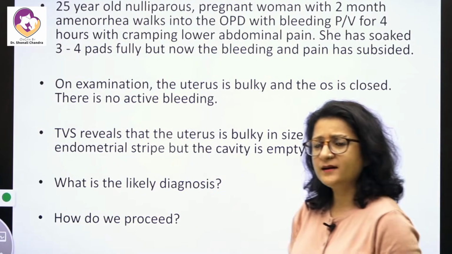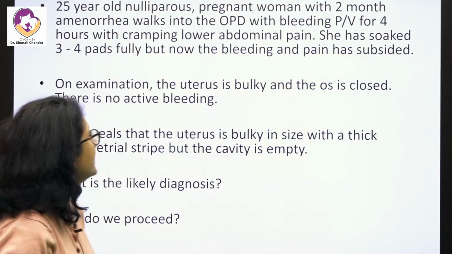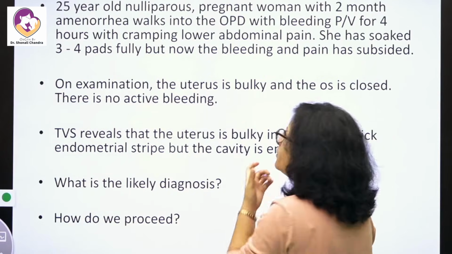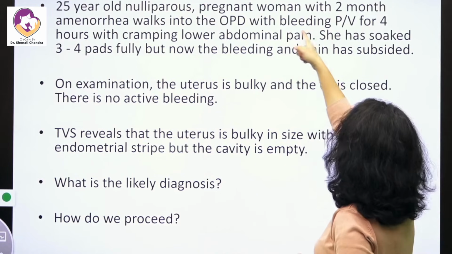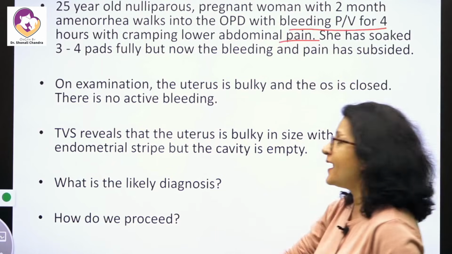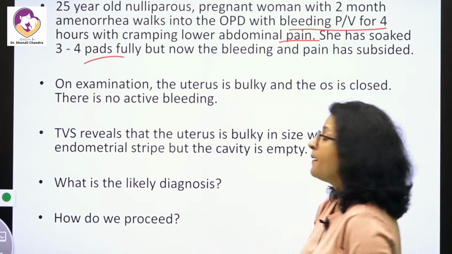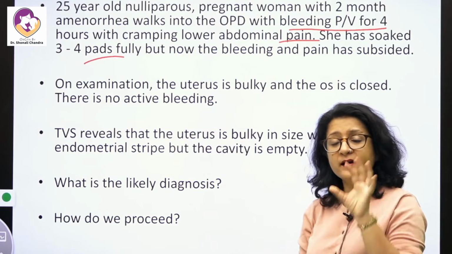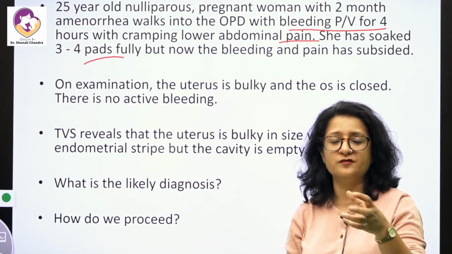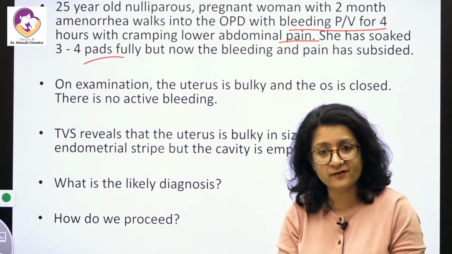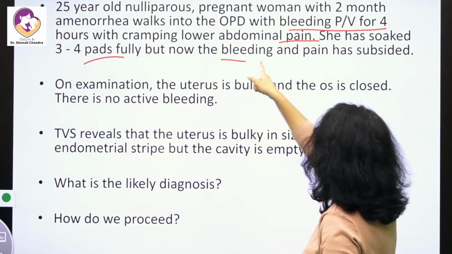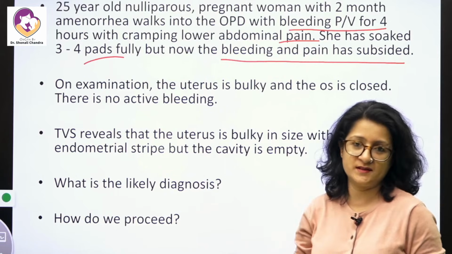Now let's look at another clinical situation, another scenario here. The same woman walking into the OPD with 2 months amenorrhea, all right. Bleeding PV has been there for 4 hours. Cramping pain was also there. She has soaked 3 to 4 pads fully, but another very important point in history that should always be asked, apart from the amount of bleeding and the pain, is: how is your bleeding right now? So this woman says that her bleeding and pain has subsided, okay.